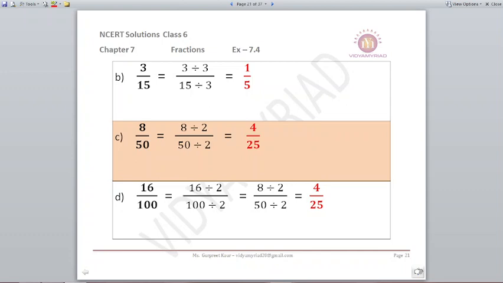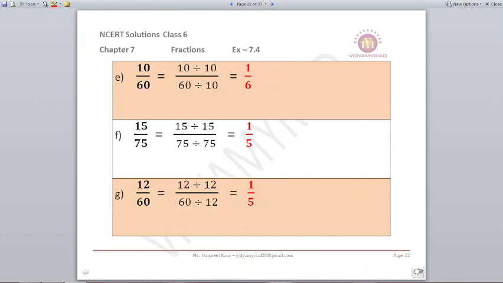16 upon 100 can be divided by 2. When divided, it becomes 8 upon 50. This is further divisible. Divided by 2, it becomes 4 upon 25. So what we are trying to do is reach till we get the simplest form. It cannot be further split or broken. So whenever you have an even number in the numerator and denominator, we will try to divide it by 2 for our easier sake.